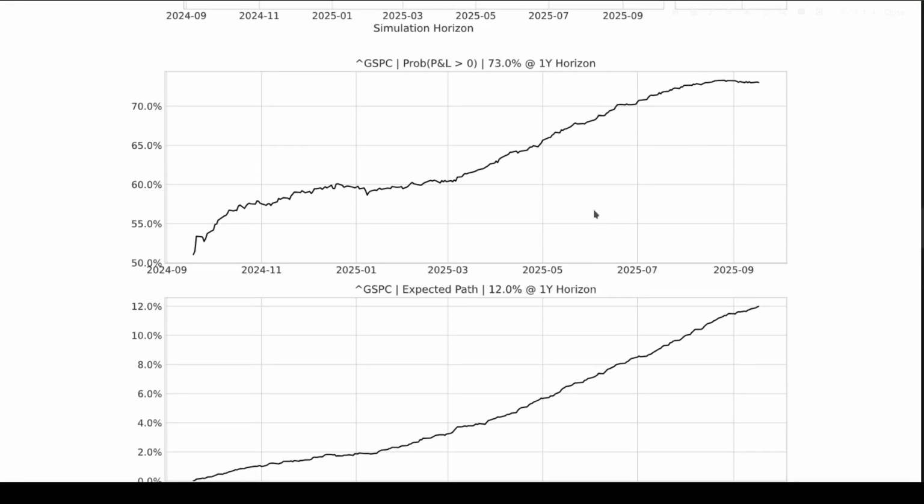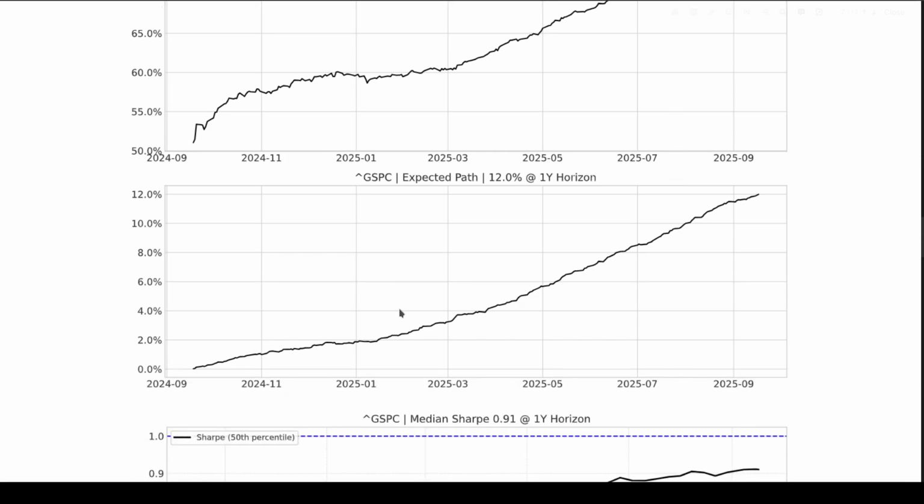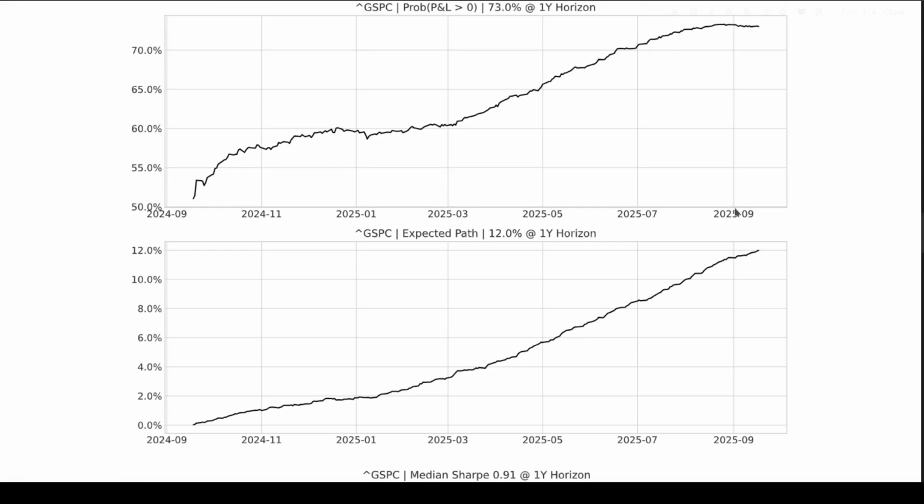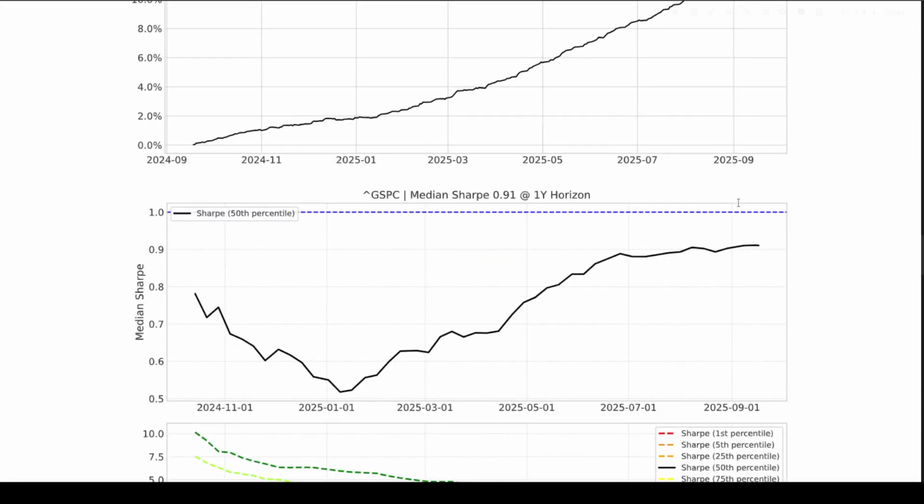So even in terms of probabilities, right? One year out, you have a 73% probability that your profit and loss is going to be greater than zero. There's a 73% chance that if you were to invest in the S&P today, one year from now you'd have a positive return, right? Your 50th percentile is somewhere around 12%. So I don't see the short signal here. I don't see the crazy long signal here. A normal year for the S&P 500 is like 8 or 9%, right? So this is actually a little better than just a regular average year for the S&P 500, right?